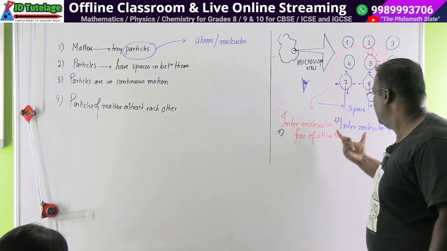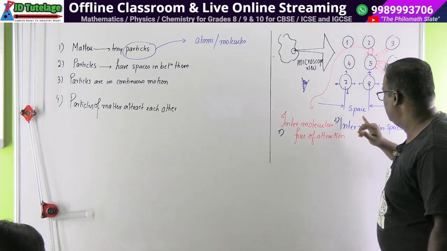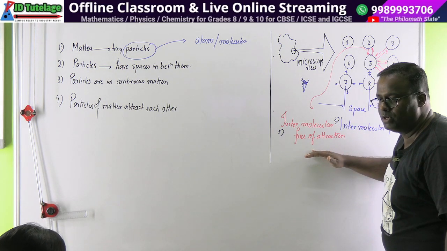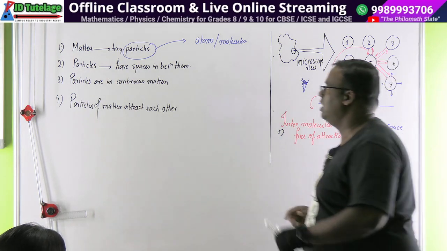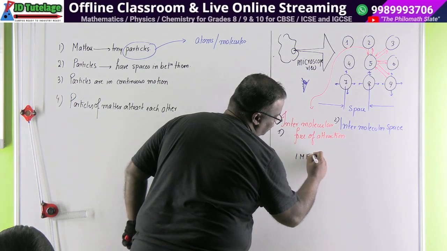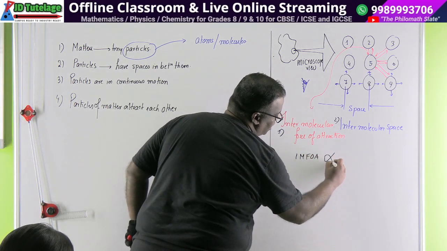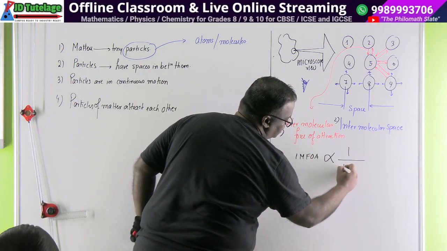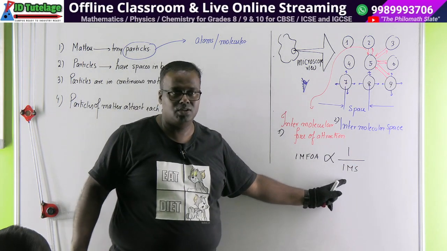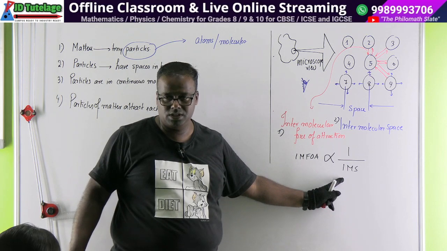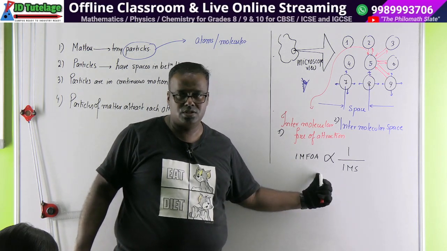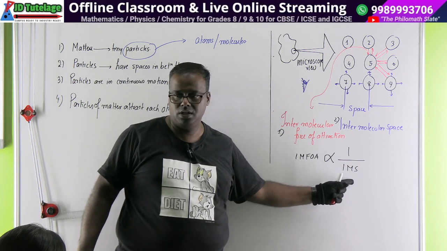So if the intermolecular space is less, what do you understand about the intermolecular force of attraction? More. So can I write that the intermolecular force of attraction is a quantity which is inversely related to the intermolecular space? Do you understand this mathematics? Inverse relation means if you increase this, that is going to reduce. If you reduce this, that is going to increase.